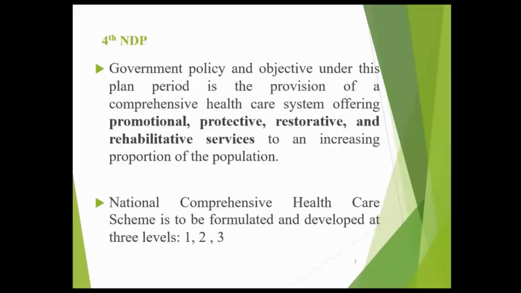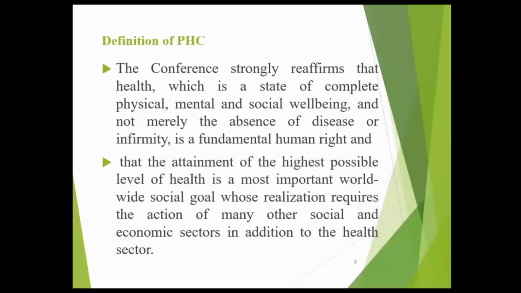Thereafter, we had a fourth National Development Plan. And in that plan, the healthcare services were identified to be too dependent on curative services. And so within that National Development Plan, there was a provision for a comprehensive healthcare system offering promotional, protective, restorative, and rehabilitative services to an increasing proportion of the population. So there was supposed to be a national comprehensive healthcare scheme formulated and developed at 3 levels: the primary, the secondary, as well as the tertiary. You will see the definition for primary health care on the next page.